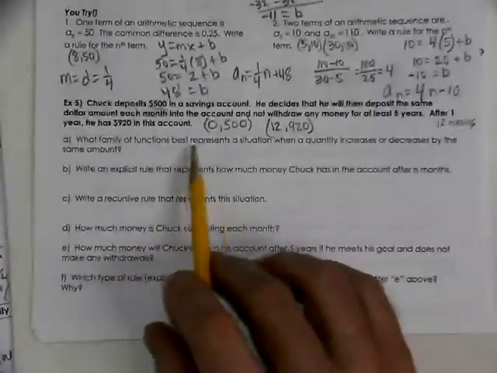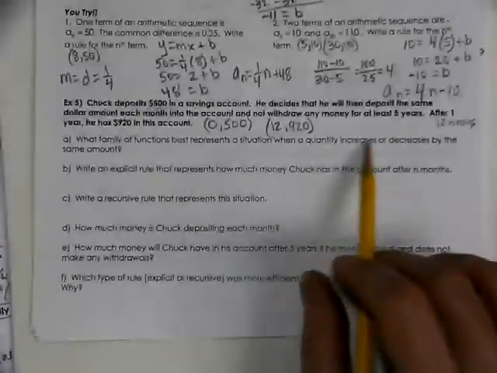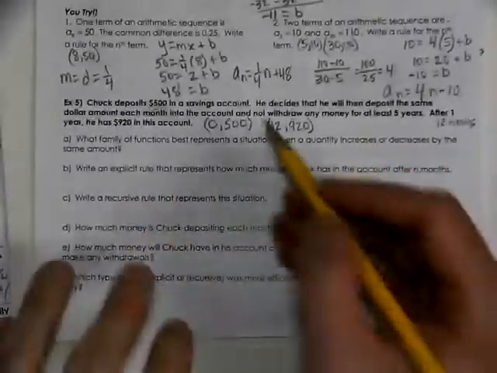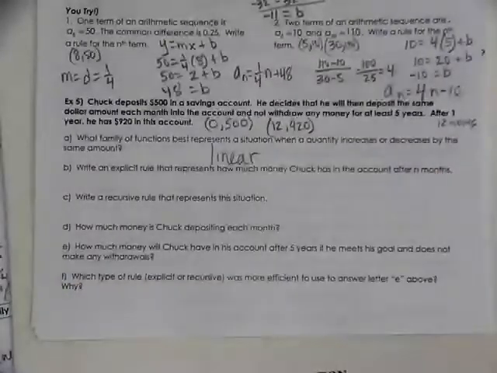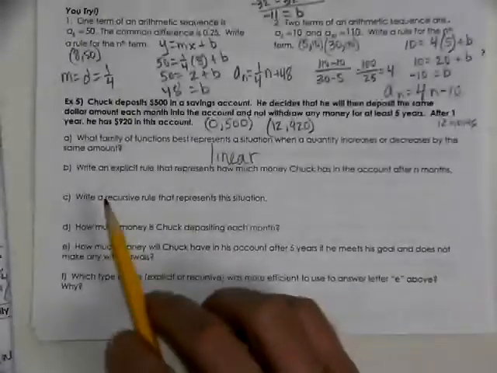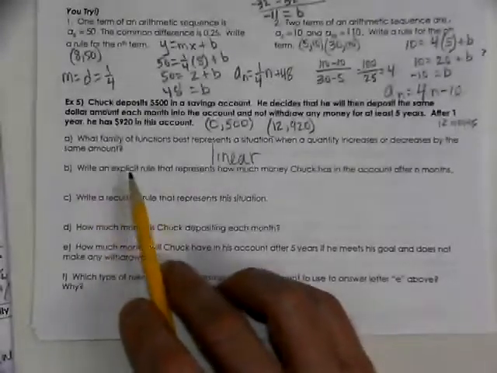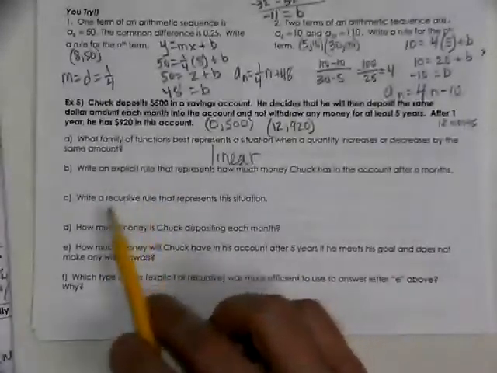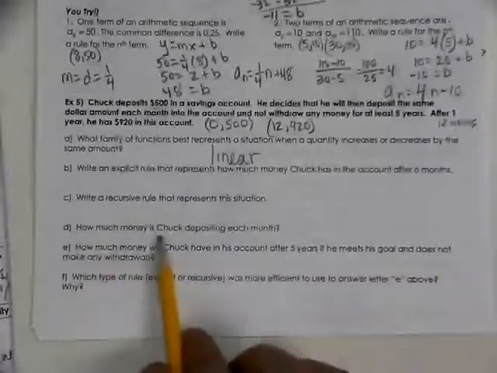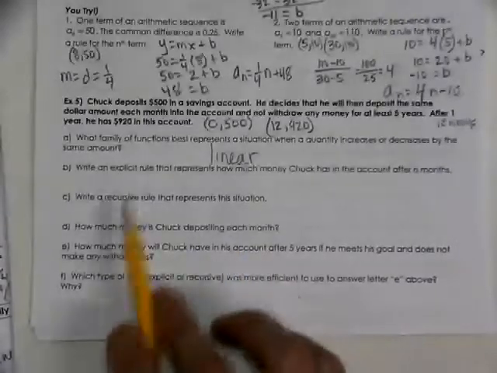What family of function best describes the situation? If we're increasing and decreasing by the same amount, that would be linear. If you're increasing by the same amount each month, that is a linear concept. All right, we'll write an explicit rule. We'll write a recursive rule. But before we actually do that, we need to figure out how much Chuck is depositing each month, because we need that for the rules.